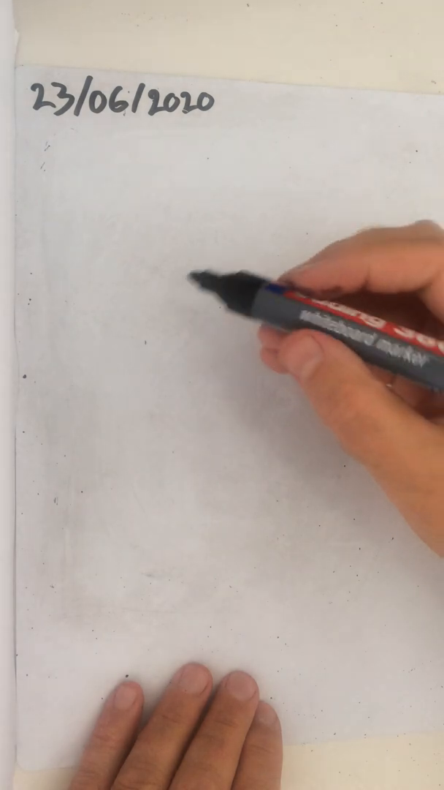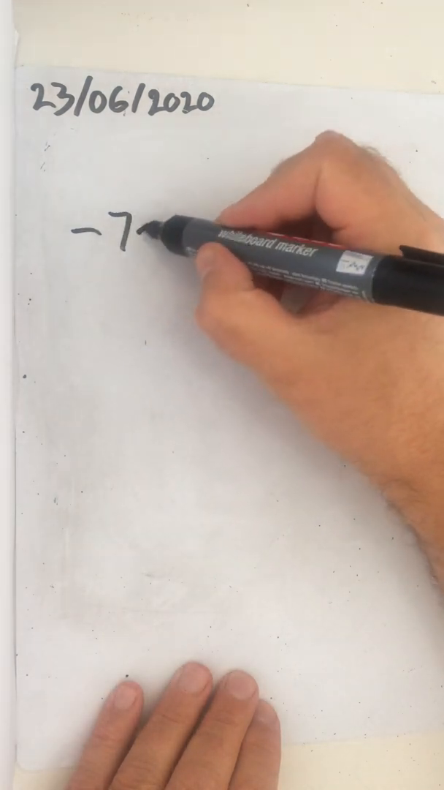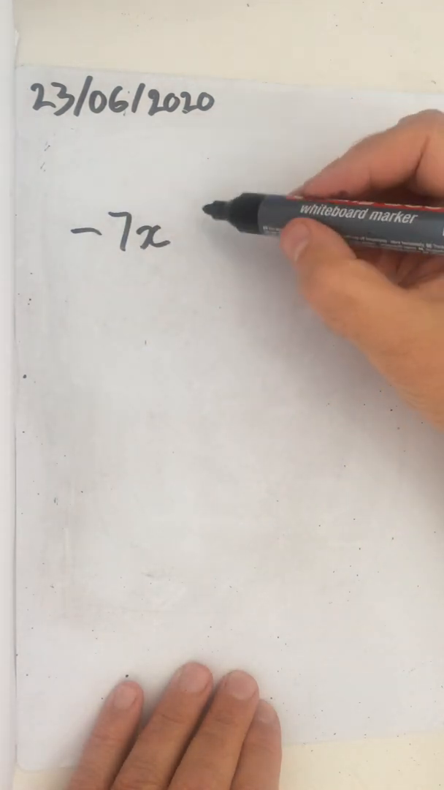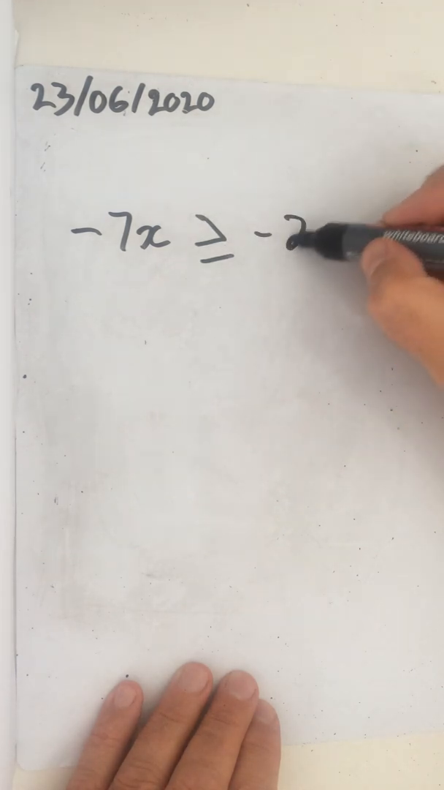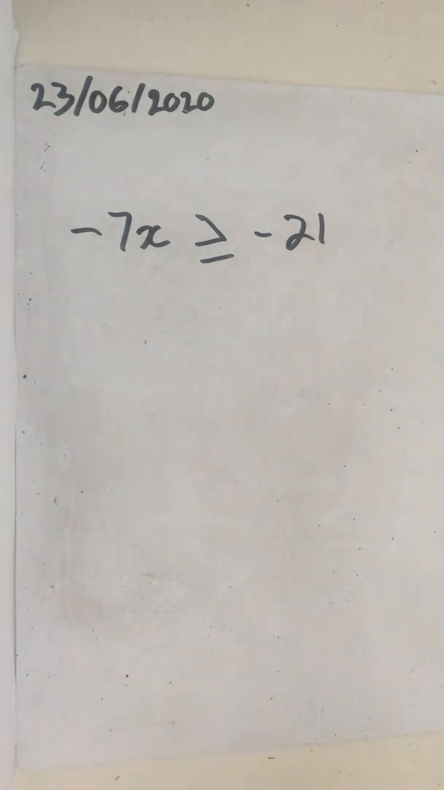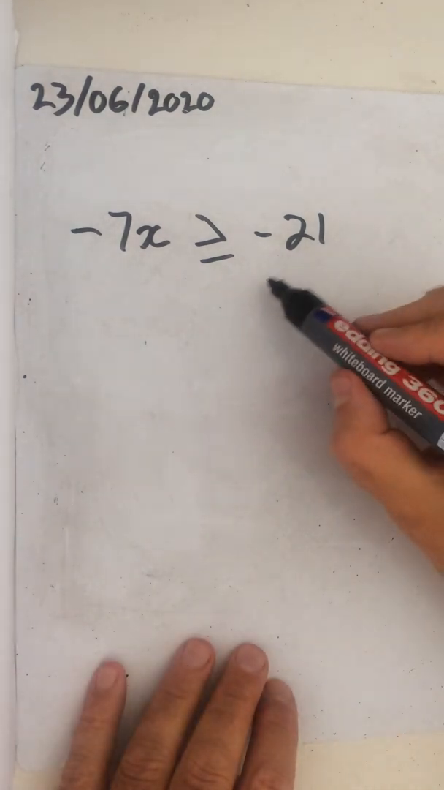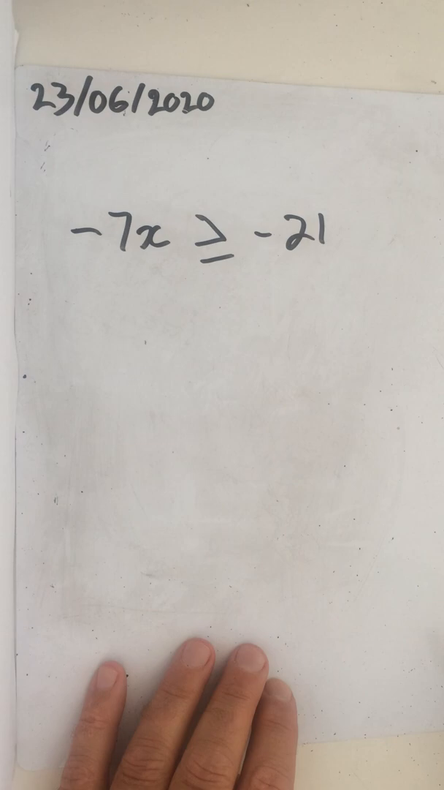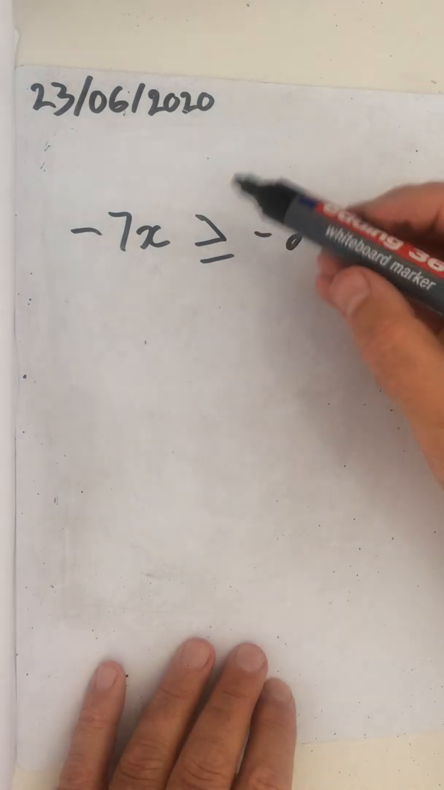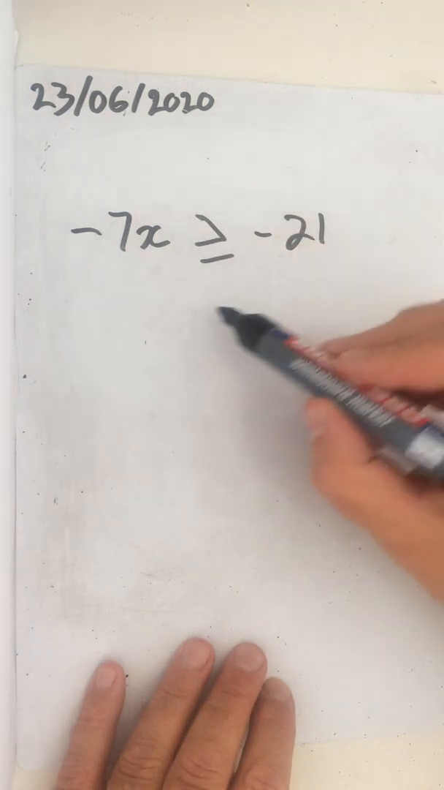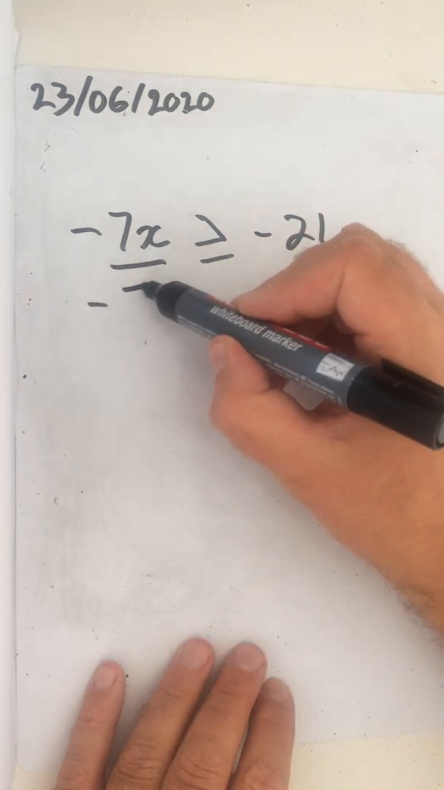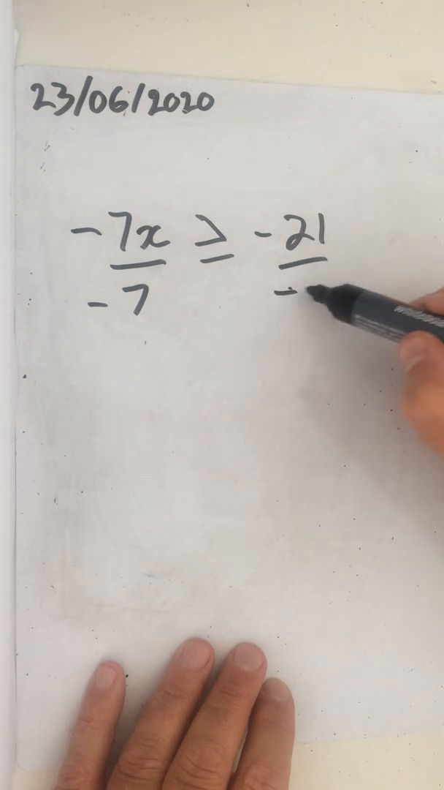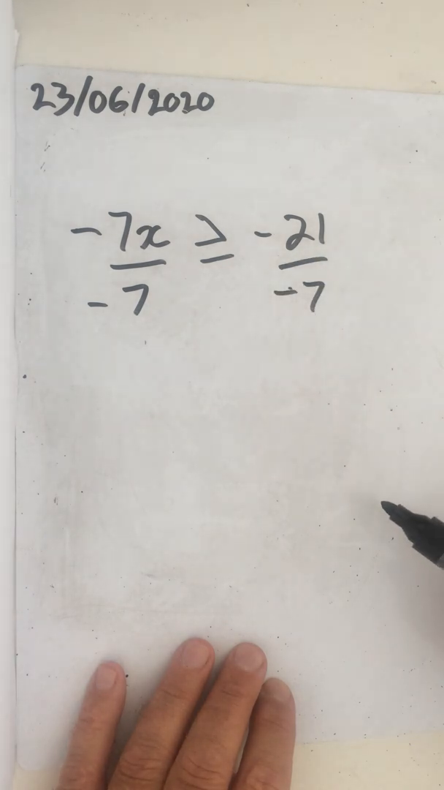Let's have a look at this one. Minus 7x is greater than or equal to minus 21. Okay, so again, what we need to do is turn this side of the equation into just an x, don't we? So we're going to divide that by minus 7. We do the same on the other side, divided by minus 7.